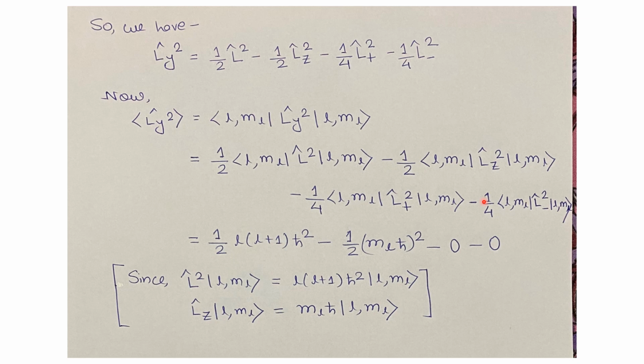So effectively these two terms will be 0, but the first two terms will survive. The expectation value of L square is L into L plus 1 times h cut square, and the expectation value of Lz square is basically m h cut whole square. So we'll get half of L into L plus 1 times h cut square minus half of ml h cut whole square, and the other two terms will give 0.